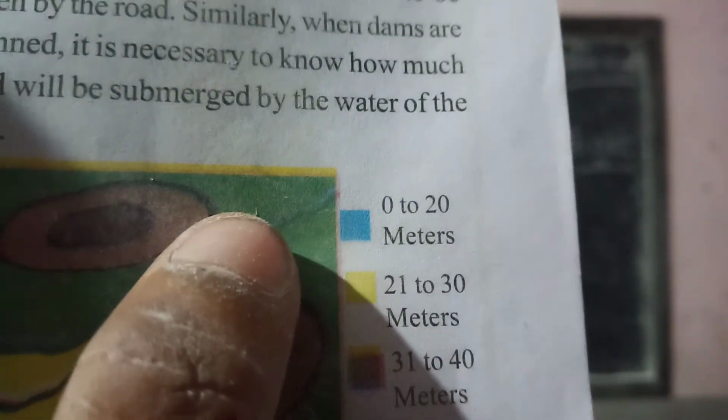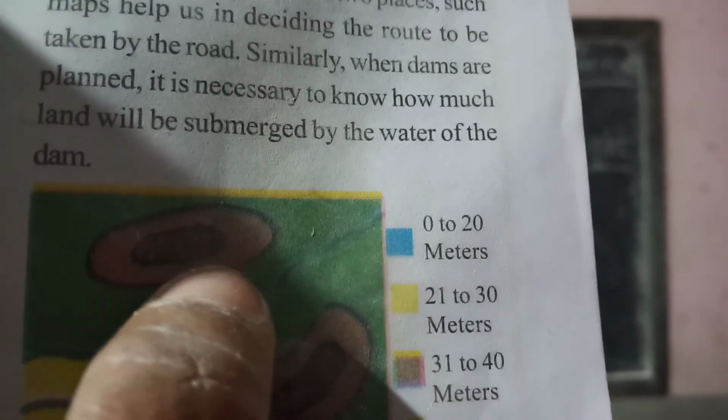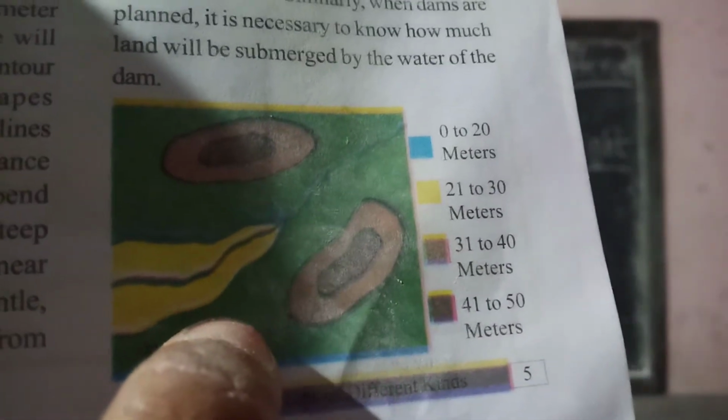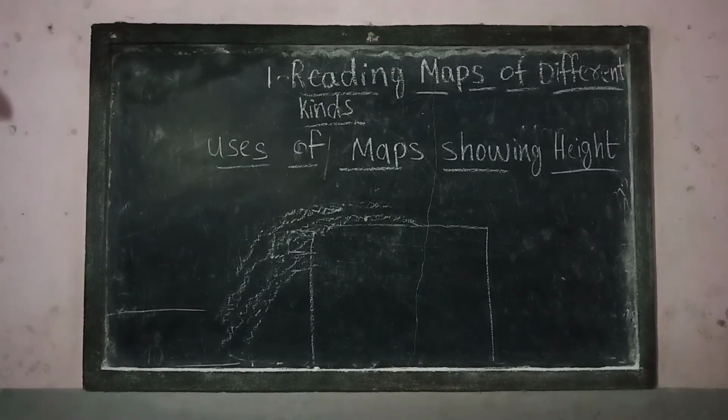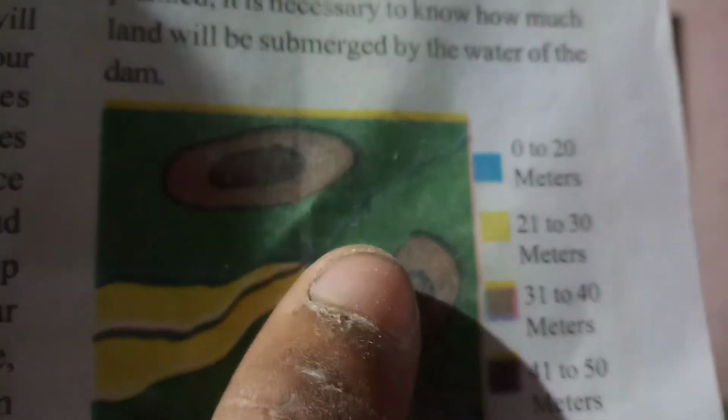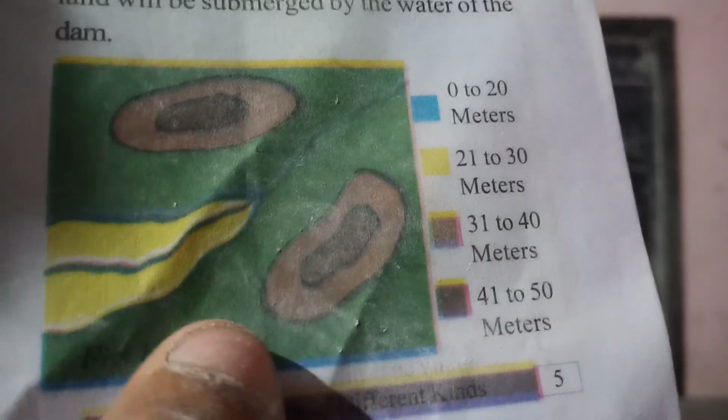The water flow will increase. Here the water will increase, and the water flowing also increases too, and the land will submerge in this water like this. The land will submerge in this water. Clear? If we construct a dam or overflow of water, what will happen? The land is covered with the water.